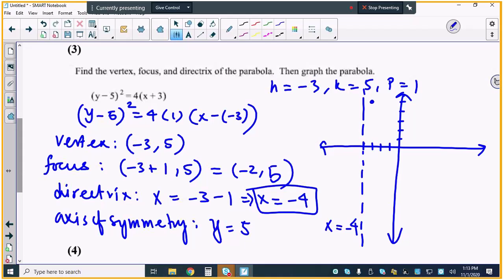And since the focal distance is 1, p is 1, it's positive, this is going to open towards right. So that would be the parabola. Axis of symmetry is horizontal line y equal to 5. The focus of the parabola is going to be the point negative 2, 5.